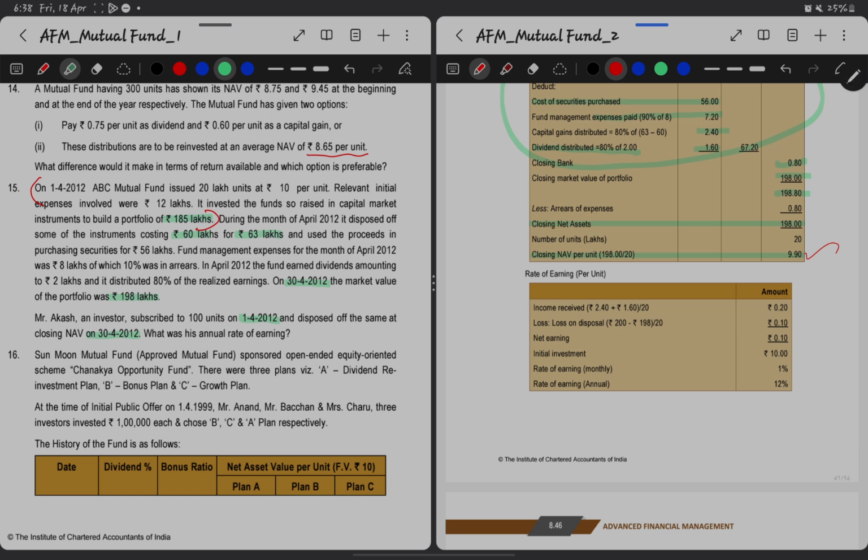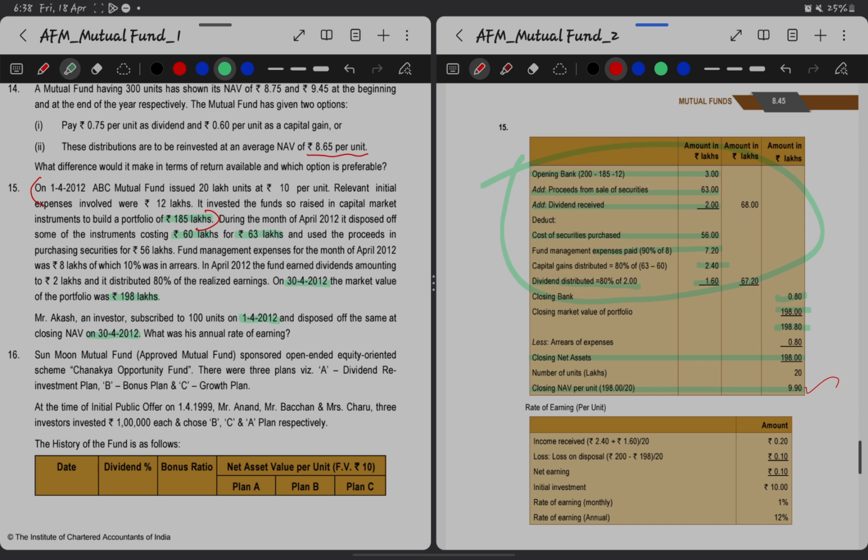Now Mr. Akash, an investor, subscribed to 100 units on 1/4/2012 and disposed of the same. Okay, now his earnings will be calculated. As we can see from the cash flow also, or even from the question directly, this mutual fund has given what to the investor. The above portion, the whole para which we read, is relating to the management of the mutual fund. How much money the mutual fund company, the asset management company, received, how much it distributed to the investors, all those things. The second part, Mr. Akash, this part says, as an investor, how much we earned from ABC mutual fund.